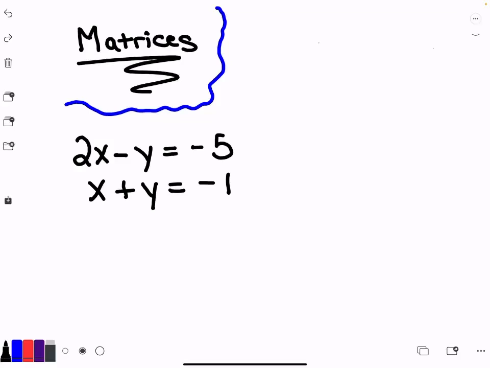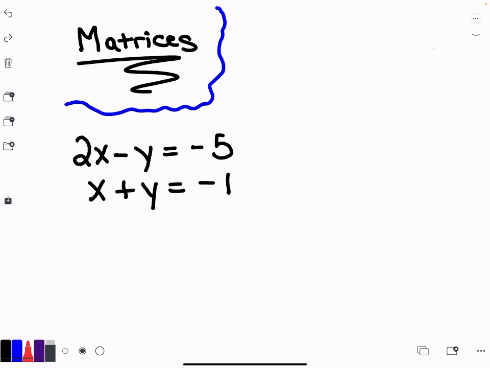Okay, I want to do a quick video on matrices. I don't think I have one on my channel, but I decided to make one. So, what you see on the screen is two equations, and this is considered to be a system of equations.